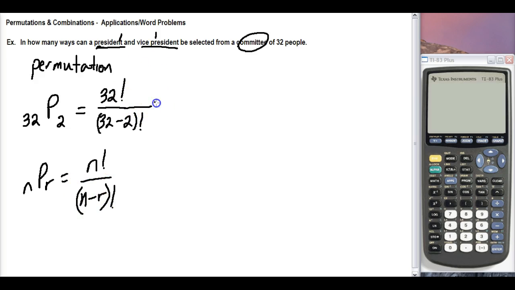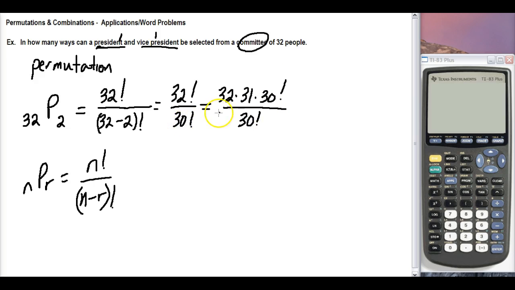Okay, so if we keep on going, we see that in the denominator, 32 minus 2 is 30, so that would be 30 factorial. And then from here, we will go on and say 32 times 31 times 30 factorial. And remember, we want to do that because we don't want to write out what 30 factorial actually is. We can just keep it in its compact form. So we have the 30 factorials reducing to 1, and then we just end up with 32 times 31.